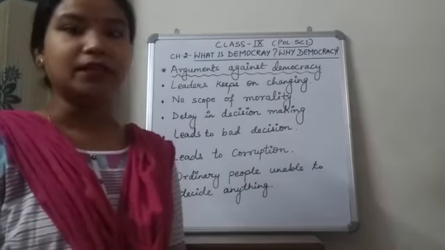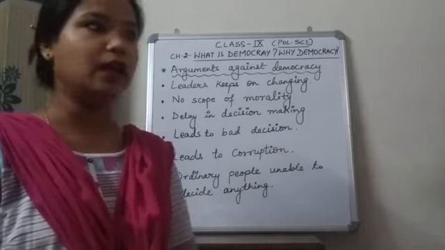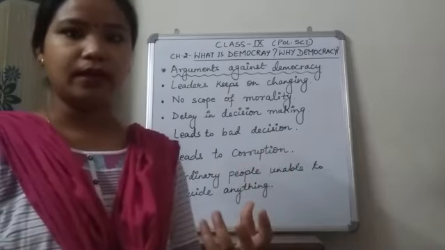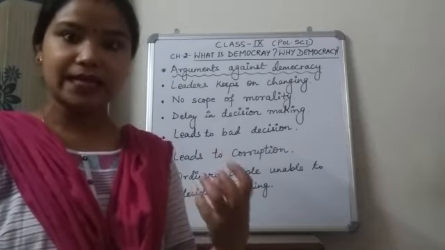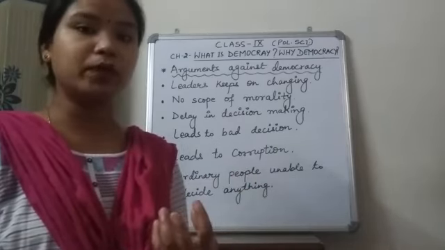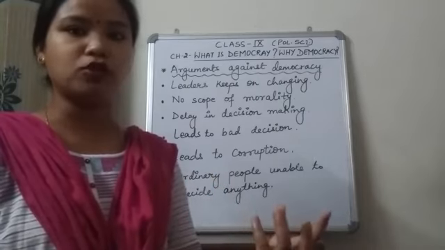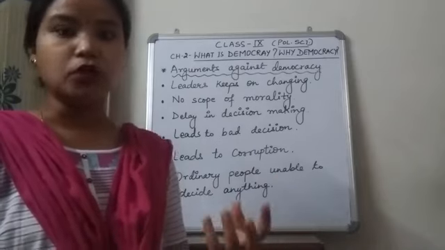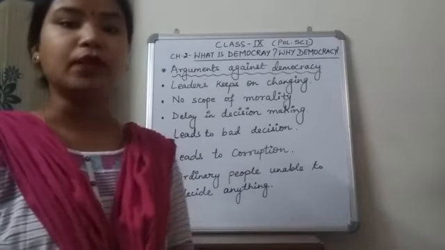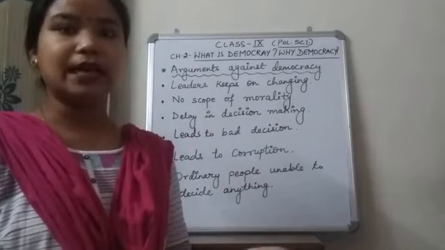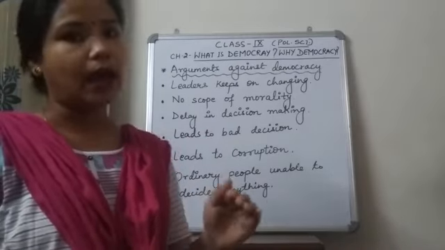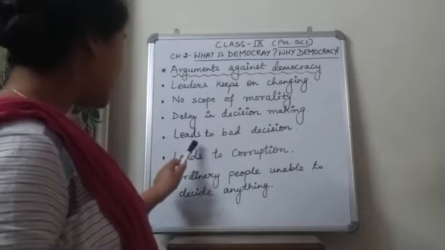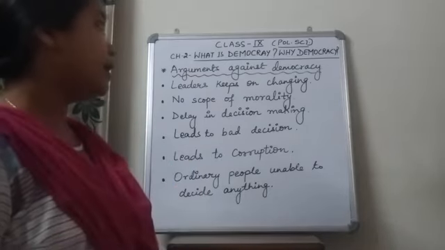So these people hardly come to their constituency, and because of their fewer visits to their own constituency, they are not able to understand the problems of their local people. They are not able to understand the best interest of the people. So that is why sometimes these people get influenced by the higher authorities, and they take bad decisions also.